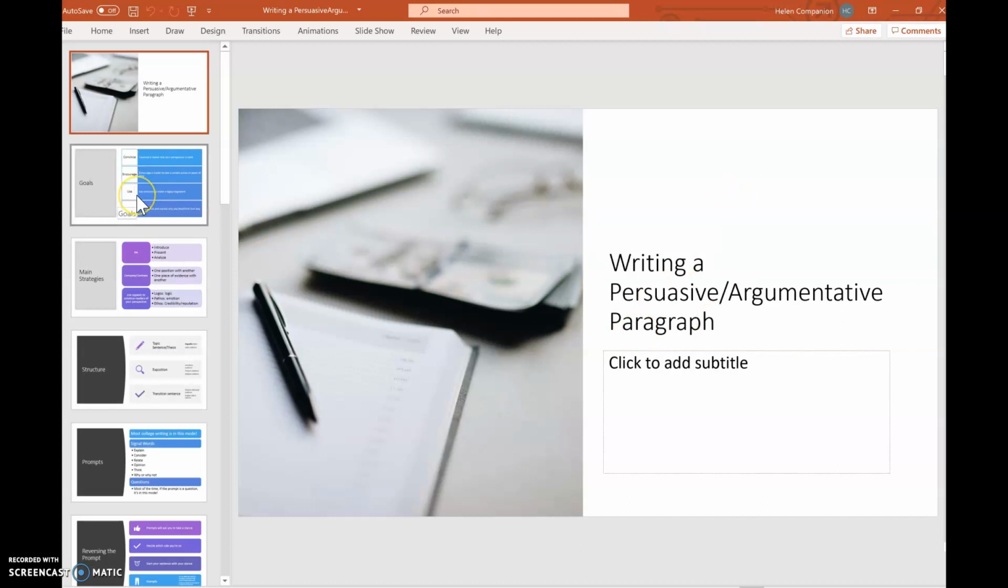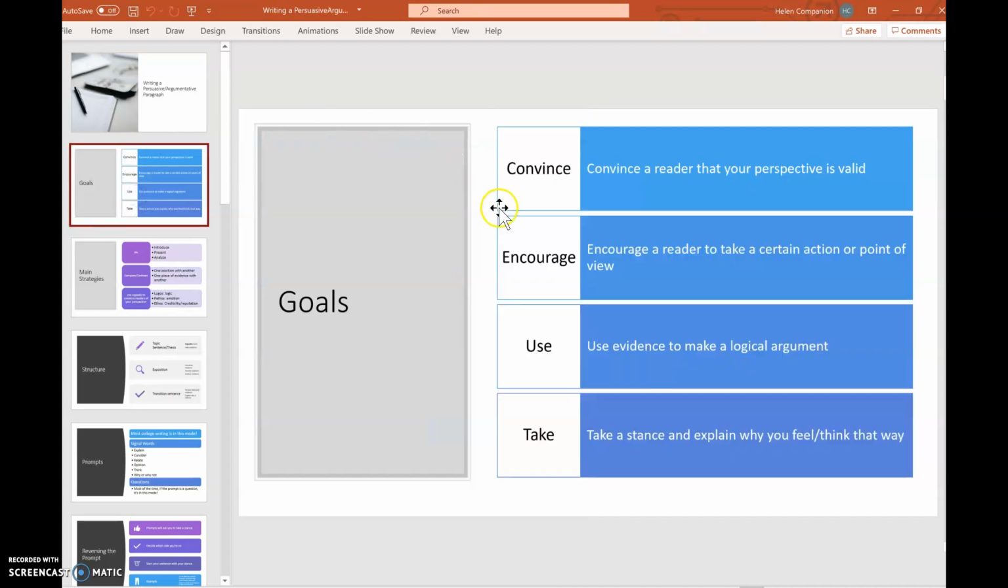So we've been working toward writing a persuasive argumentative paragraph the entire semester. That's really what most college writing is. And the goal in here is just to convince your audience that your perspective is valid. So main goals are going to be to convince a reader that your perspective is valid, encourage a reader to take a certain action or point of view, use evidence to make a logical argument, and to take a stance or explain why you think or feel that way.